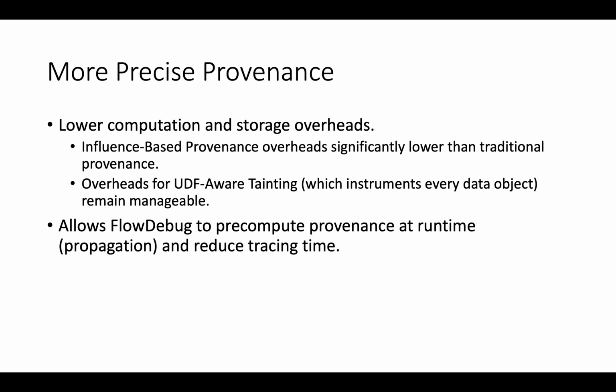An additional benefit of FlowDebug is that we have generally more precise provenance, and as a result of more precise provenance, we also have generally smaller provenance sizes. These smaller sizes typically manifest themselves in terms of lower computation and storage overheads. So our influence-based provenance approach achieves significantly lower overheads than traditional provenance, and our UDF-aware tainting approach, although it is a little more computationally expensive, still remains fairly manageable despite the overheads that are introduced.